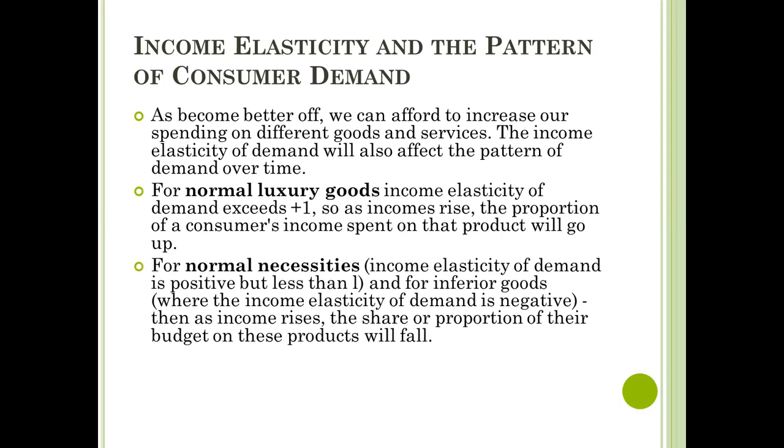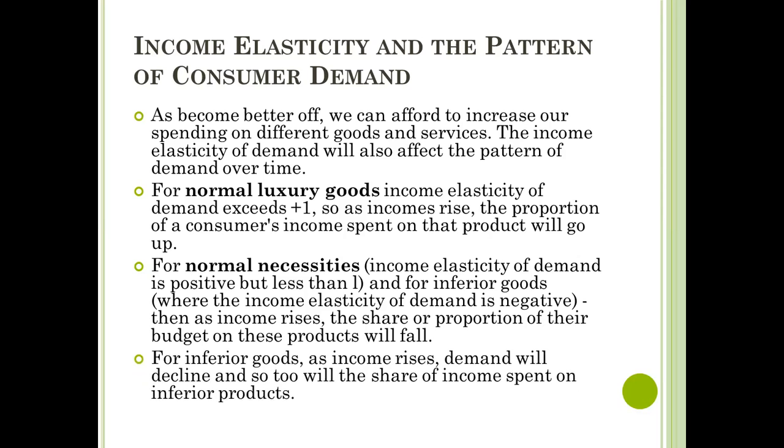For normal necessities, income elasticity of demand is usually positive but less than 1. And for inferior goods, the income elasticity of demand is negative. So for normal necessities, as income rises, the share of their budget spent on these products will fall. And for inferior goods, as income rises, demand will decline, and so too will the share of income spent on inferior products.